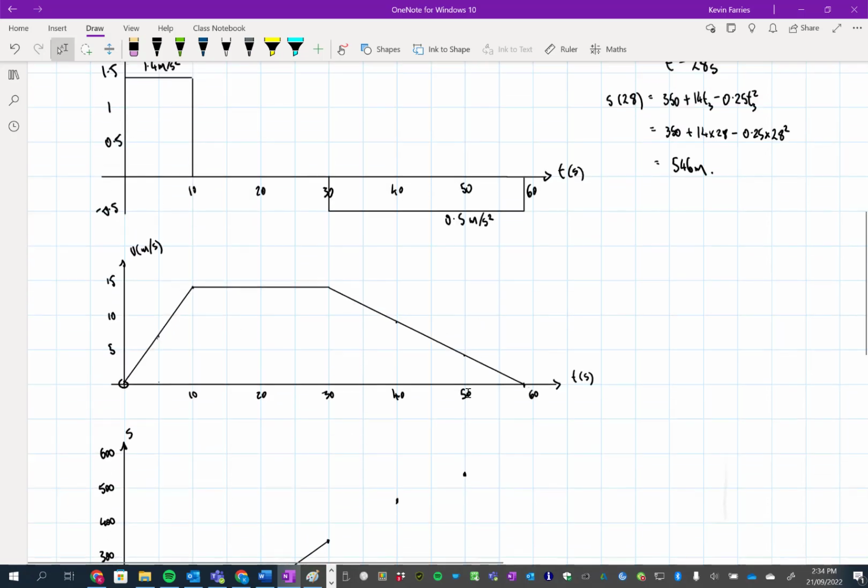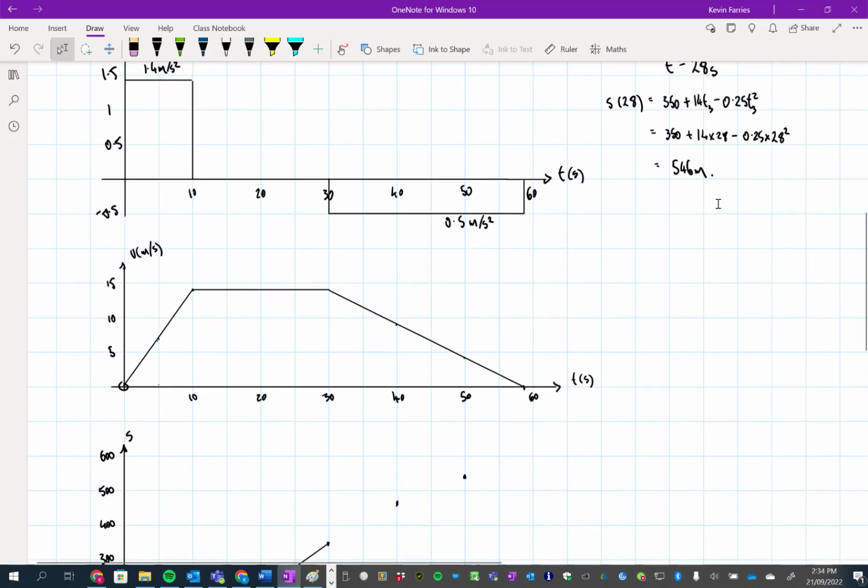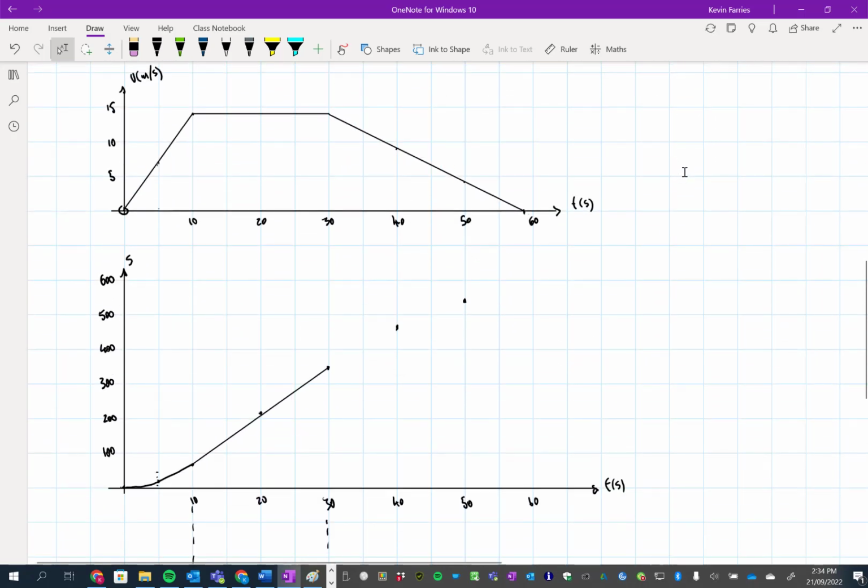And then 58 seconds into the stage, we'd already calculated it's 546. So 58 seconds is 546, so it's about here somewhere. And again, you can see that this time it's curving down the way.